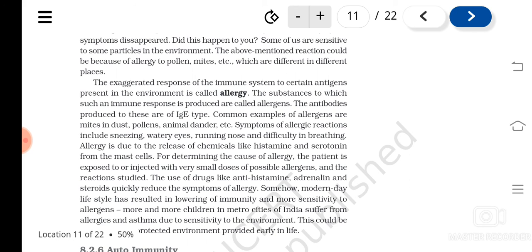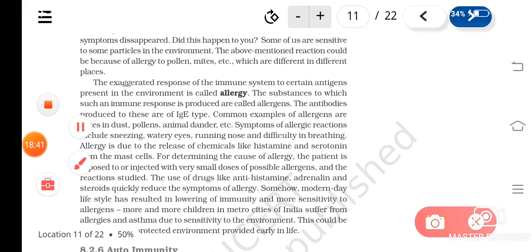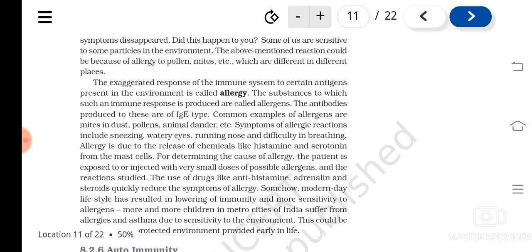So how can we identify what substance caused this allergy? For that, small doses of allergens can be given. Or the person can be exposed or injected, and then we can study the reaction. So for this, what medicines can we give? Antihistamines, adrenaline, steroids, etc. They can be given so that the symptoms can be reduced. In this way we can reduce the symptoms of allergy.